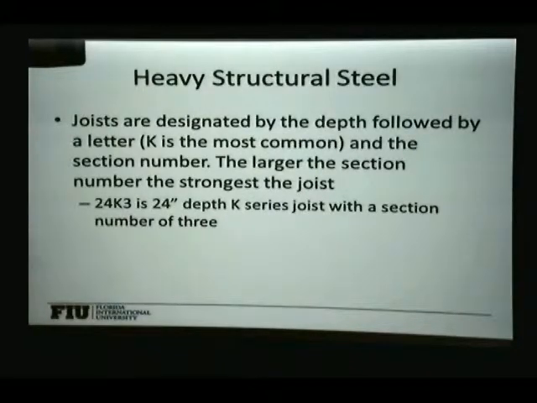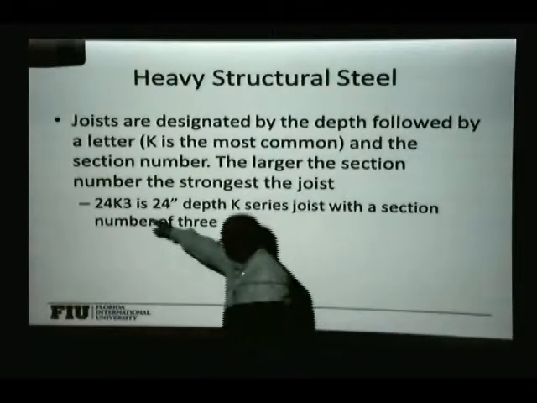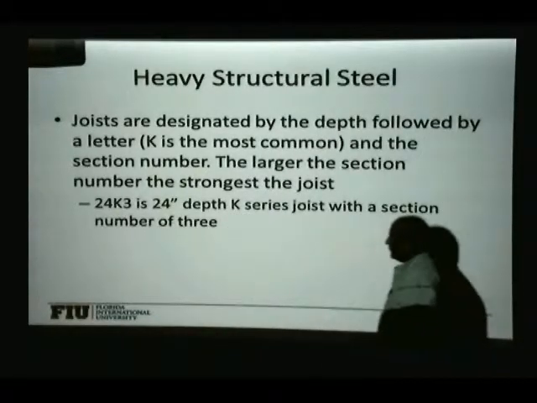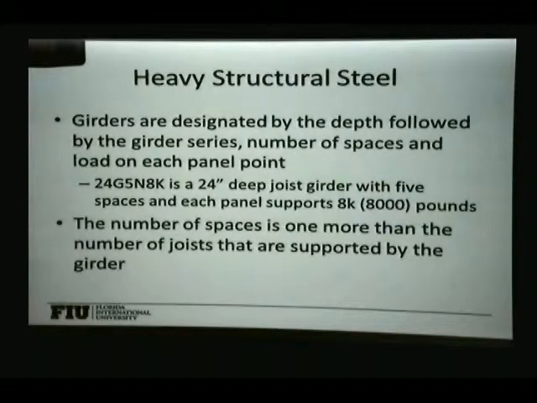Joists are designated by the depth, followed by a letter K, and then the section number. This is kind of a standard format, and then you have to go to tables to figure out the weight of these elements. So for example, a 24K3 will be a 24-inch depth K-series joist with a cross-section 3. So then you'll go to tables and figure out the weight.